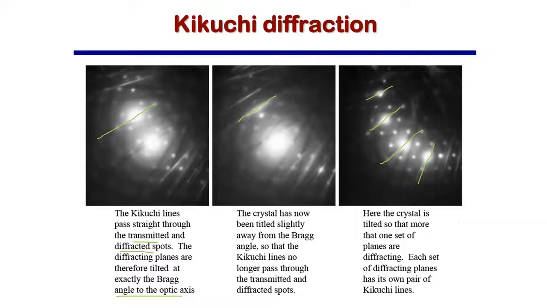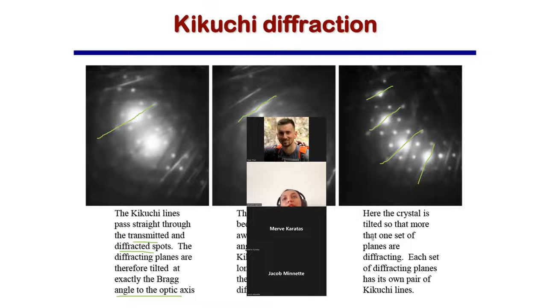That how in different crystals you can see the formation of Kikuchi diffraction lines, and you can simply play with your tilt angle and you can just move this position of beam to here. Sorry about that. Any questions, guys?